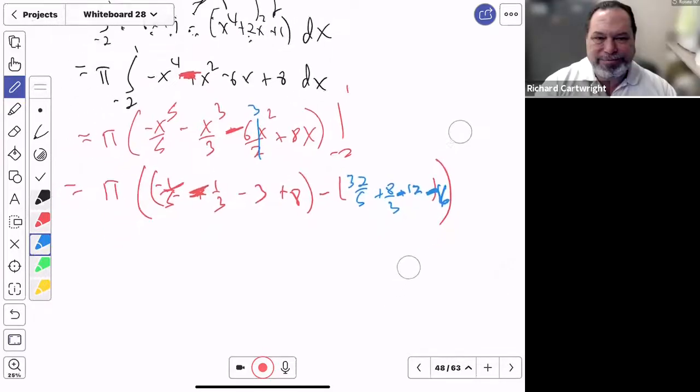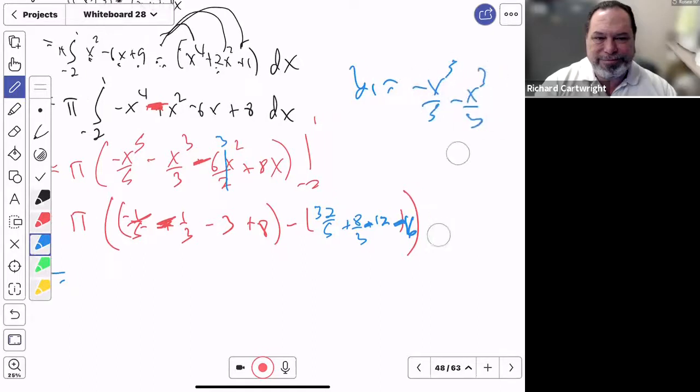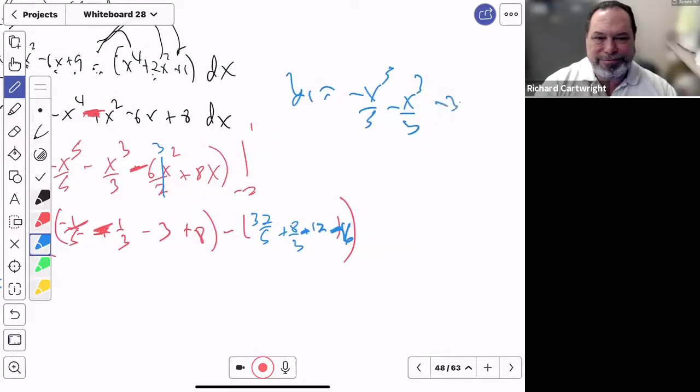All right. I think at this point I would key it in the calculator. To be honest with you, I would have keyed it in the calculator probably with both of them. I might have just said, here's my function. Y1 is negative x to the 5 over 5 minus x cubed over 3 minus 3x squared plus 8x. And I would go Y-VARS and plug in a 1 and then plug in a -2.